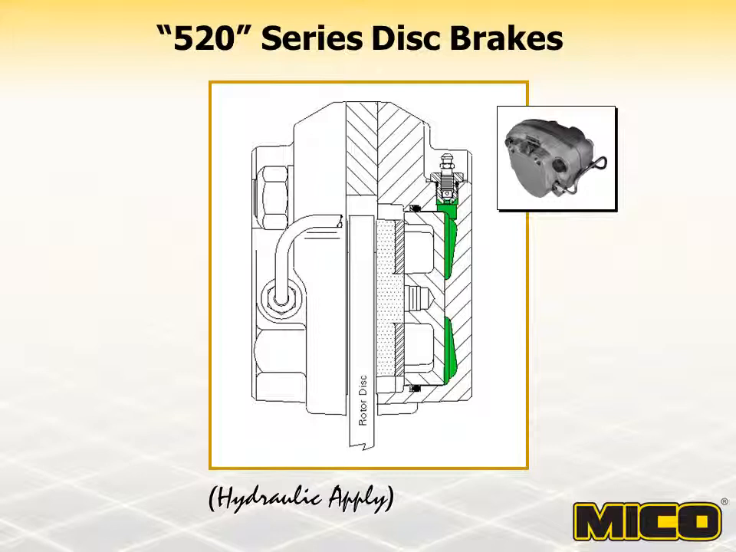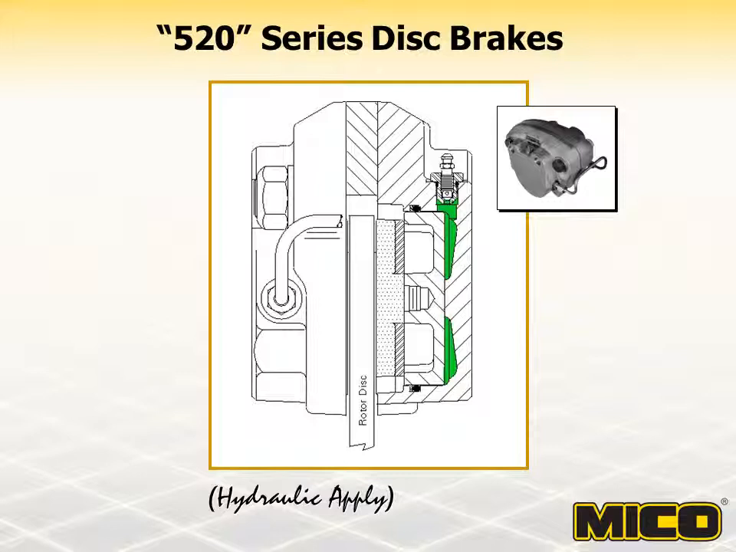The 520 series caliper brake shown here is in the static position. The operations of both halves of this brake are the same. An external crossover tube provides both halves of the brake equal hydraulic pressure, so they actuate simultaneously.